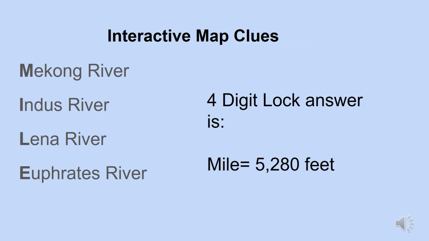Once the river names are put into chronological order, students are going to get all excited thinking that it spells out the word mile and think that it's part of the word lock combination. However, it's not. They need to convert miles into feet, and that will give them the 4-digit lock answer, which is 5280.